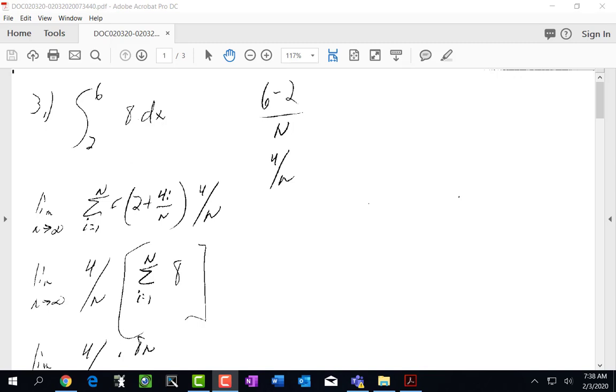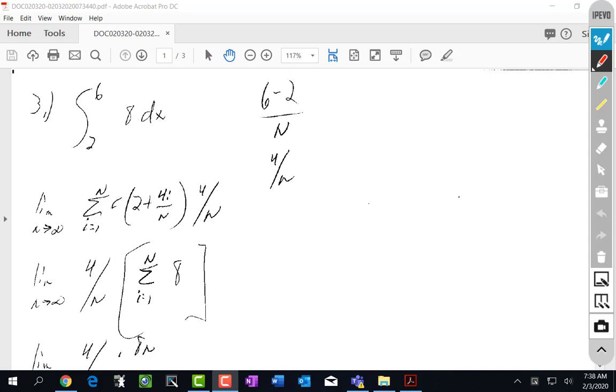Okay, on number 3, it says that it wants us to go ahead and find the integral from 2 to 6 of 8 dx. So the very first thing you want to do is find your widths. Remember, to find your widths, you take this number, subtract this number, so we have 6 minus 2, and then divide by n, the number of rectangles. So this is going to be our widths.